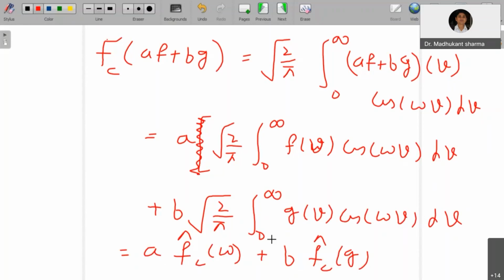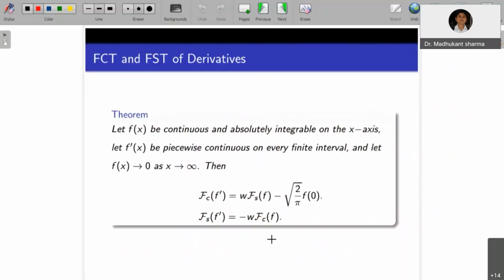Okay, right. So now why we are learning them is to solve differential equations. Certainly we need to know what the Fourier cosine transforms of derivatives are, and when they will exist. Right, so here is the result.